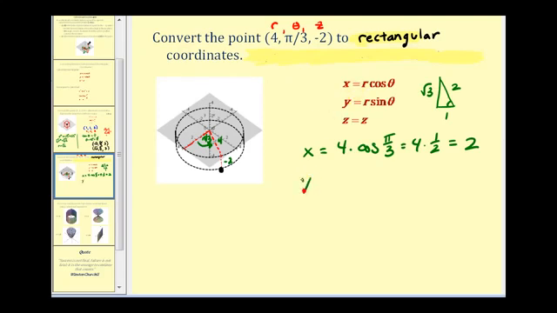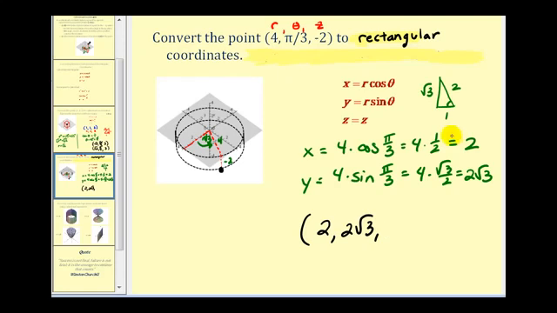The y coordinate is going to be equal to r sine theta. So we're going to have 4 times the sine of pi over 3 radians, which would be 4 times square root 3 over 2. Well, this simplifies here, so we have 2 square root 3. And that's all we need, because remember that z is equal to z. So the rectangular coordinates for this point would be (2, 2 square root 3, -2).